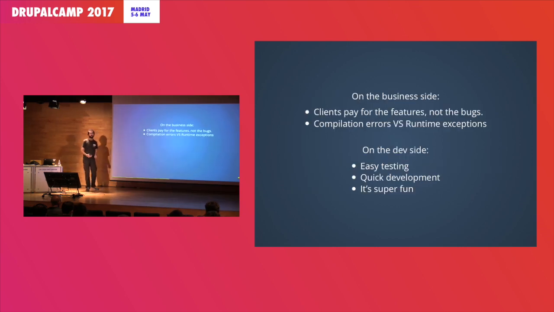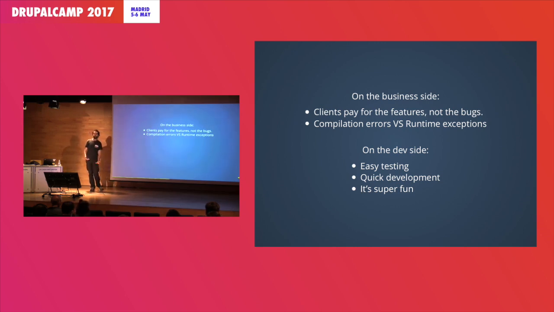So on the business side, how do we sell Elm to the client? Clients mostly pay for features. They don't pay for bugs. If there is a bug in your application, you have to fix it, and you usually are not getting paid for this. Most of the bugs that happen in a browser are because of runtime exceptions. You have an object, you are trying to invoke a function of this object, and suddenly instead of an object, you receive null. And suddenly everything crashes.